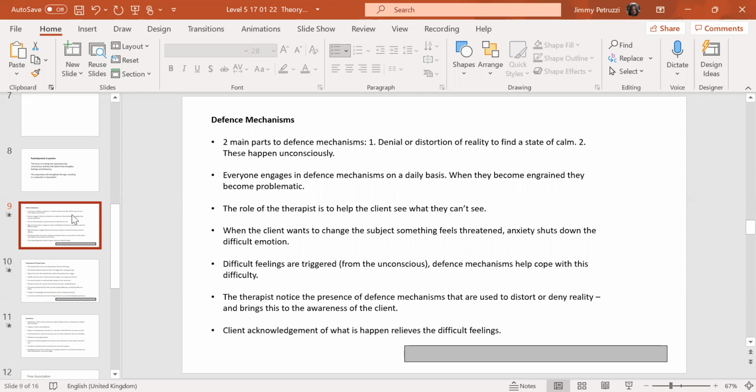When the client wants to change the subject, something feels threatened. Anxiety shuts down the difficult emotion. Difficult feelings are triggered from the unconscious. Defense mechanisms help cope with this difficulty. The therapist notices the presence of defense mechanisms that are used to distort or deny reality and brings this to the awareness of the client. Client acknowledgement of what is happening relieves the difficult feelings.